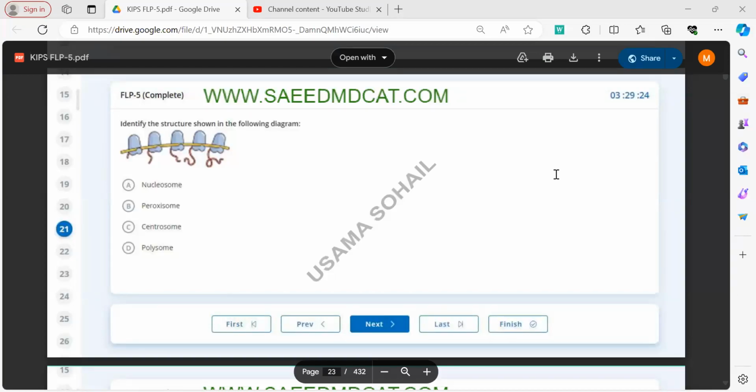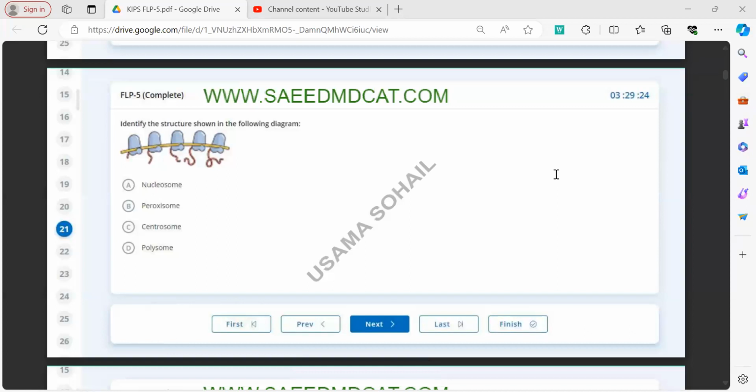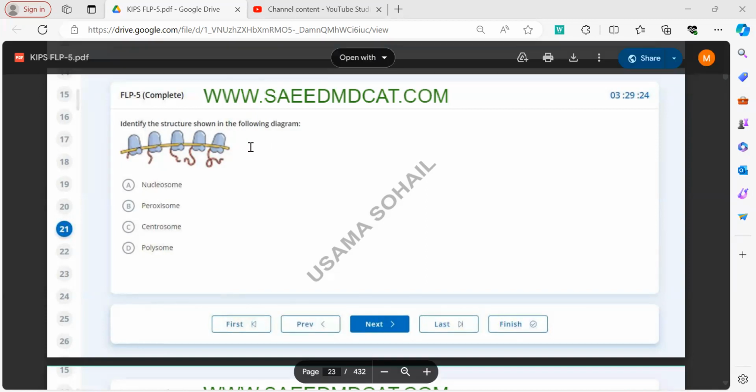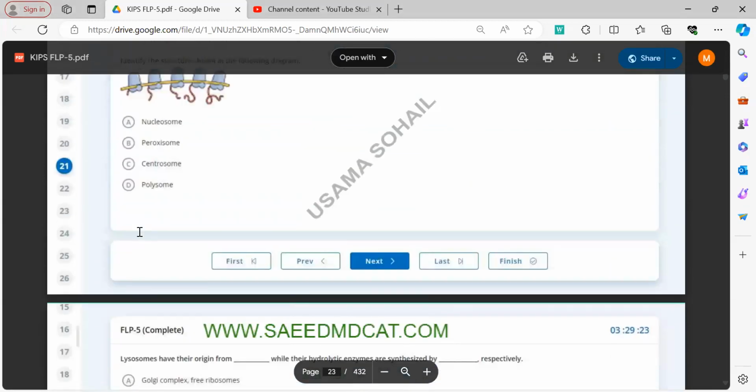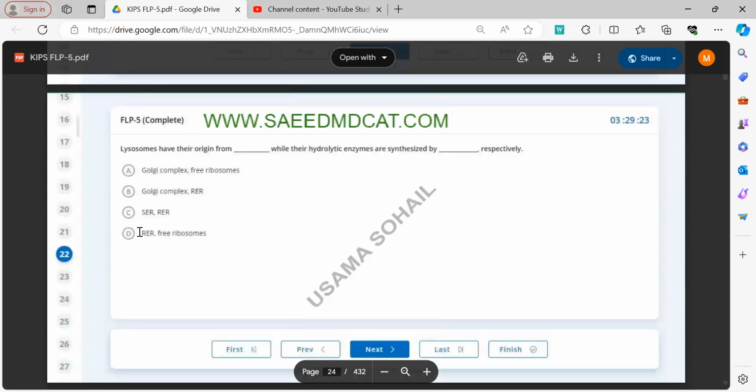So now I'm continuing the same paper. I'm continuing with question number 21. In question number 21, you can see there are multiple ribosomes, five ribosomes along a single strand of mRNA. So such a structure is known as a polysome. And the function of it is that many thousands of proteins are formed very quickly.